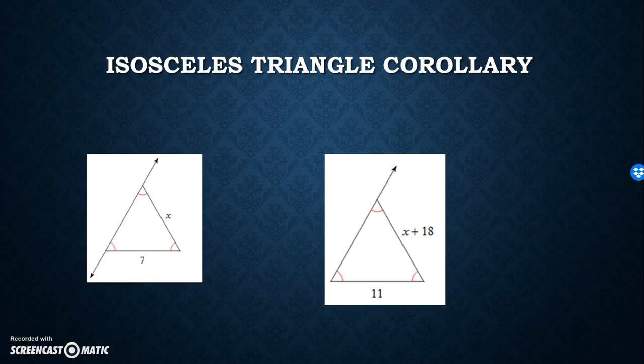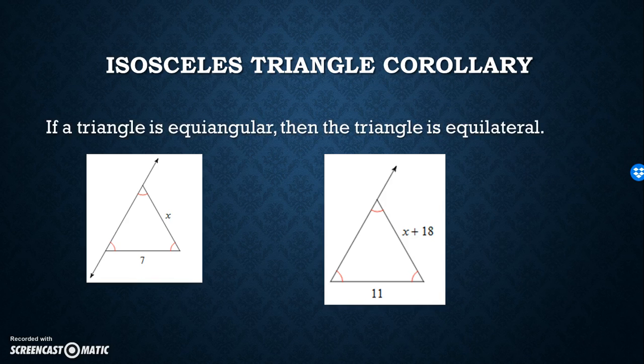The converse to this corollary, so it's a different corollary, is that if a triangle is equiangular, then it's equilateral, meaning all sides are congruent if all angles are congruent. So our first example, x is just 7. Our second example, we set x plus 18 equal to 11. Subtract 18 and we get x is negative 7.